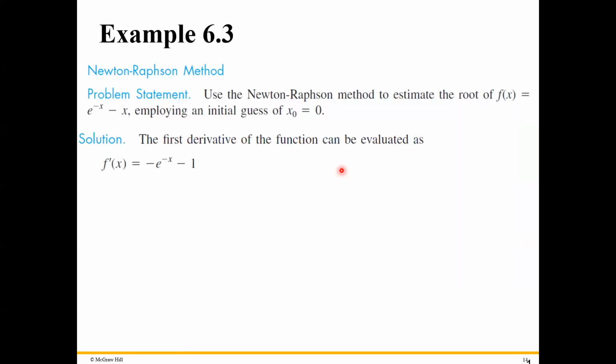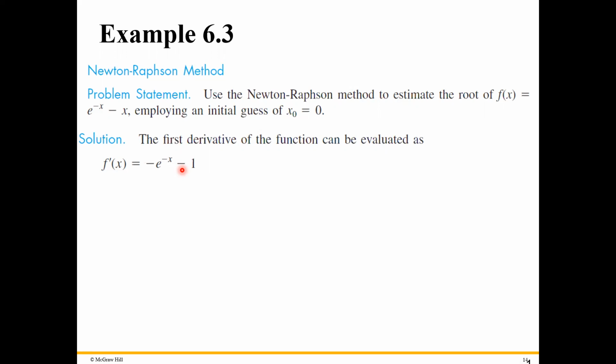So let's see it with the help of an example. Let's apply the same method for the function which we used for the previous simple fixed point method, e power minus x, employing an initial guess of x naught equal to 0. The first derivative of the function can be evaluated as f prime equal to minus e power minus x minus 1. So if the function is e power minus x, its derivative will be minus e power minus x, and for x it will be minus 1.